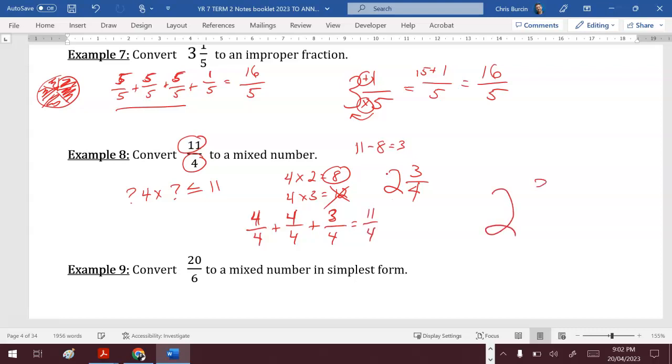The other thing we can do is go back and check. 4 times 2 is 8, and 8 plus 3 is 11. And we keep that denominator the same.